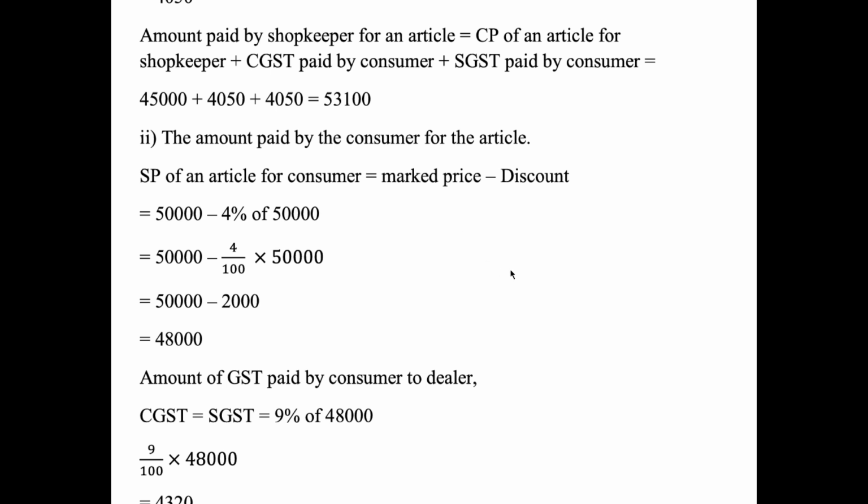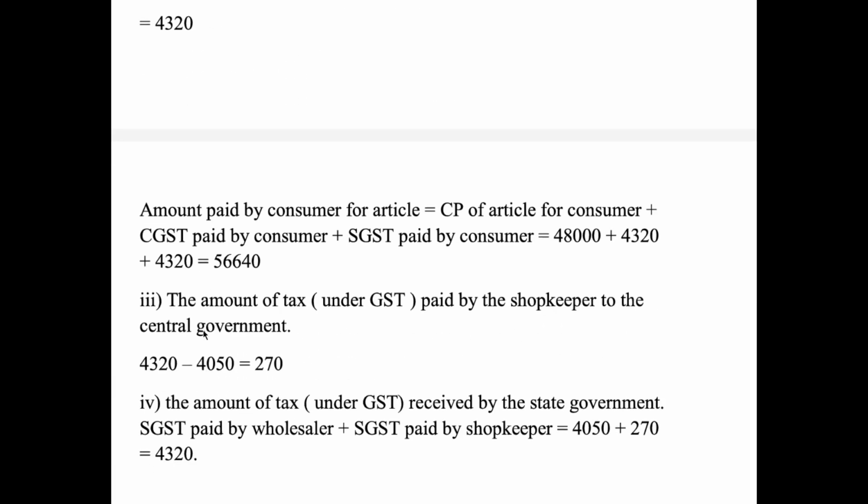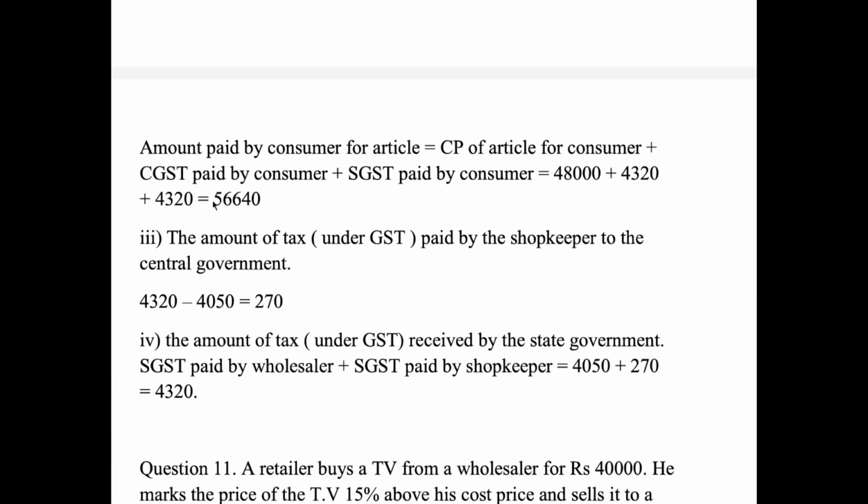So the amount of GST paid by the consumer to the dealer, that is SGST is equal to CGST is equal to 9% of 48,000, that comes to 4320. Come to the next part. The amount paid by the consumer for the article, that is cost price of the article for the consumer plus CGST paid by the consumer plus SGST paid by the consumer, that is 48,000 plus 4320 plus 4320, that comes to 56,640.